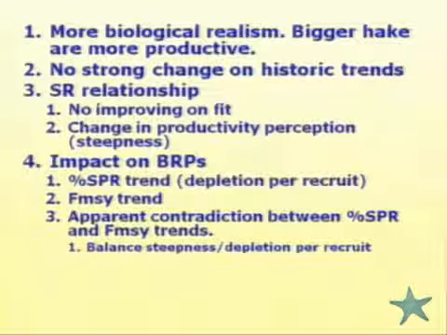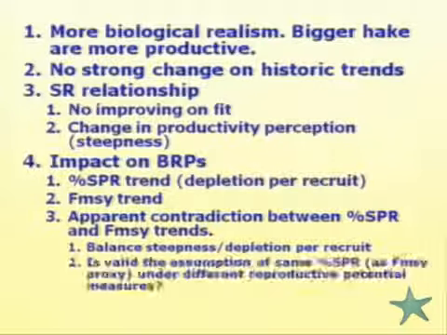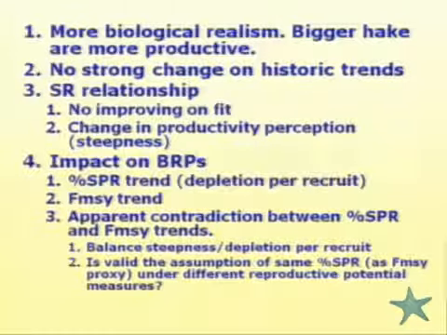It's not an answer to that, but more a question that I am thinking about: is it valid to assume that the same proportion of stock per recruit is a proxy for FMSY under different reproductive potential measures? I mean, when we consider different population dynamics, different life histories, the proportion that you need to apply to get a good proxy for FMSY could change. Here, we are not changing the life history of this stock, but we are changing the way we look at this stock. So this is an open question that I have no answer yet for. Thank you very much.